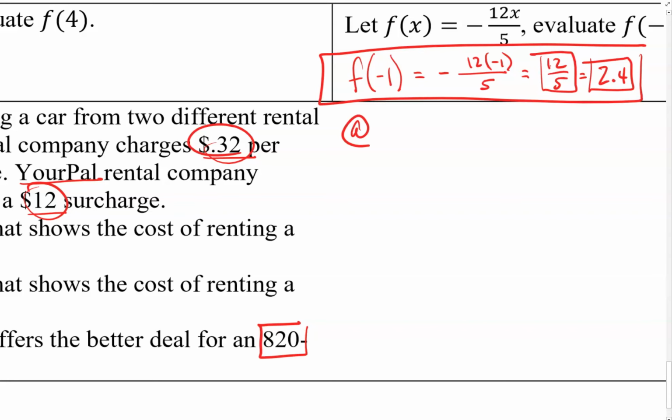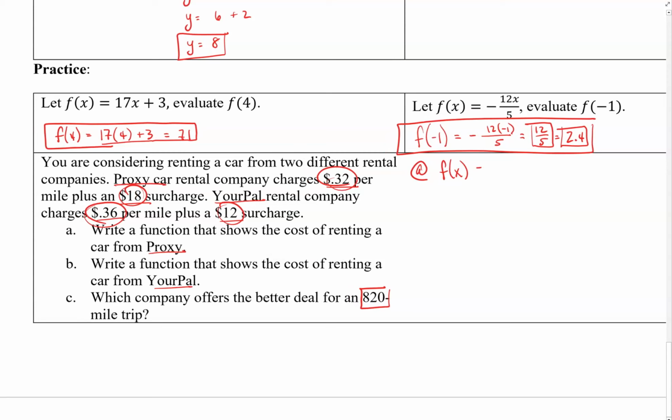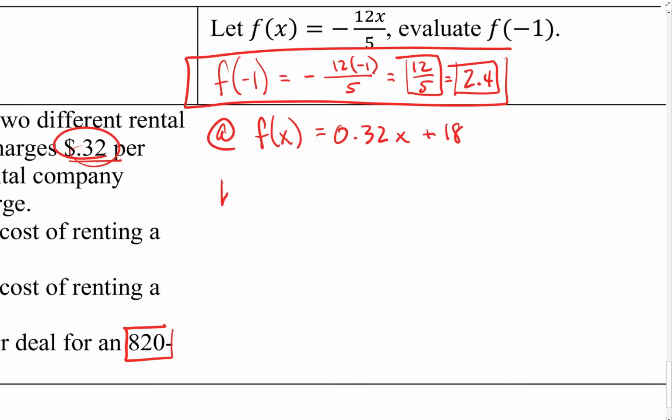So in question A, we might write that the function f of x, which represents our total cost, for the proxy company, would be 0.32x plus 18. So 32 cents per mile, where x is the number of miles that you drive, and 18 is the standard cost just for executing the rental.